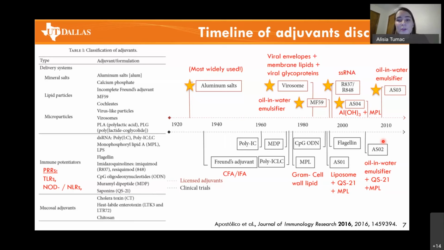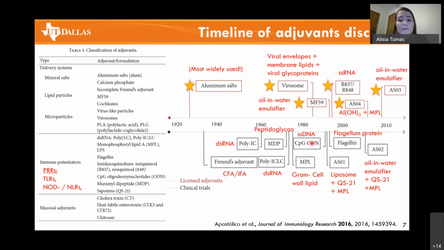Next, we can see a pattern of adjuvants that use viral and bacterial RNA and DNA to induce an immune response, such as single-stranded RNA, imiquimod, resiquimod. Then you can have poly-IC, poly-ICLC, which is a double-stranded RNA adjuvant. You can also have single-stranded DNA, CpG oligodeoxynucleotide.